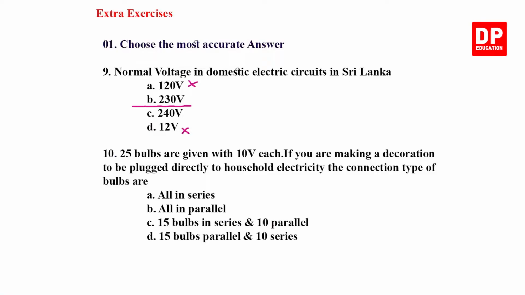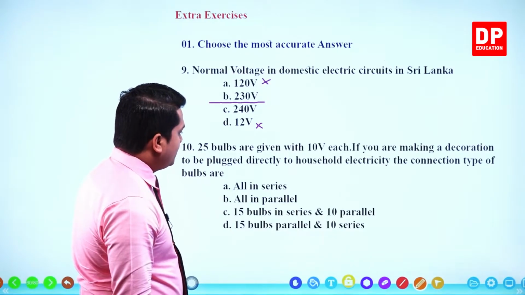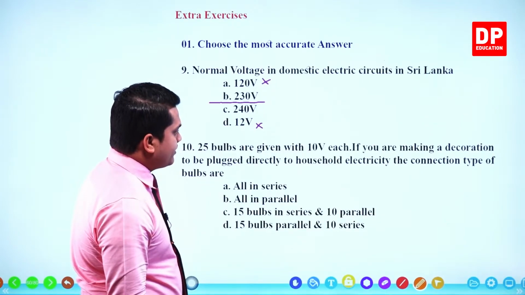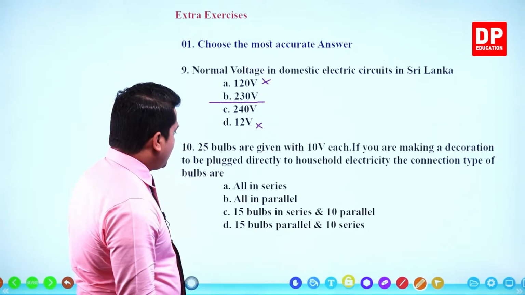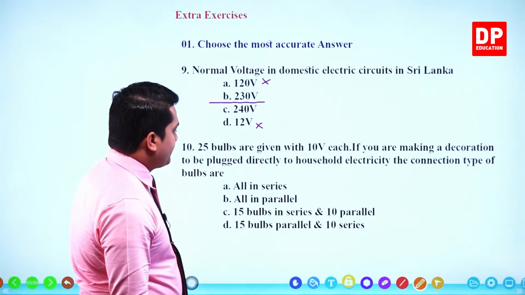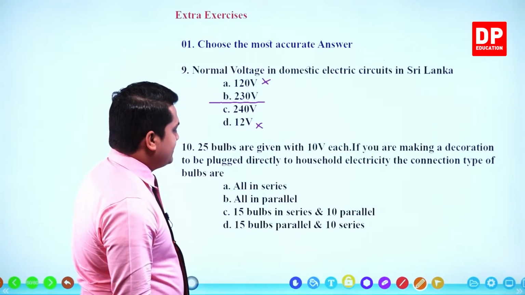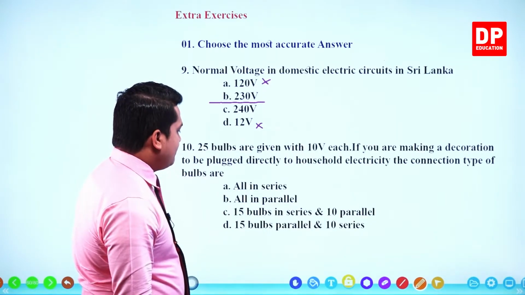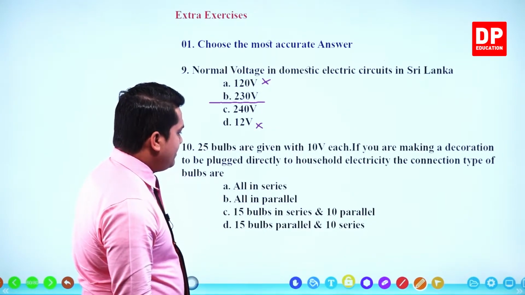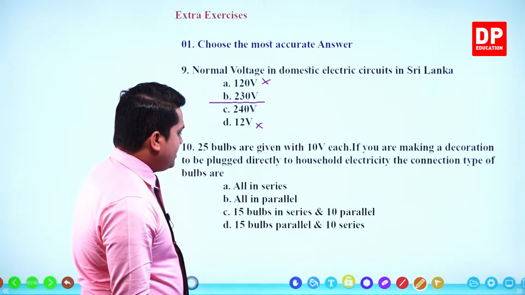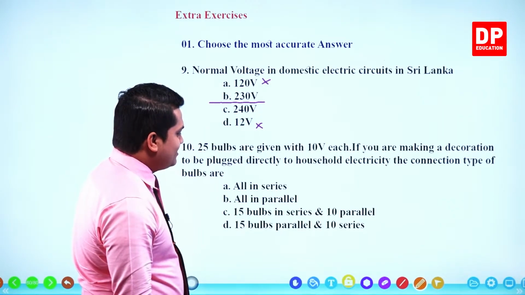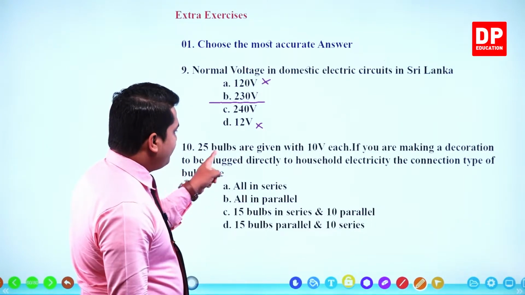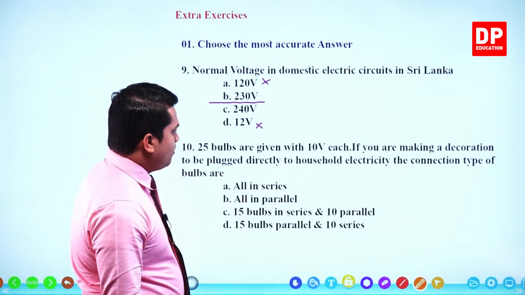25 bulbs are given with 10 volts each. If you are making a decoration to be plugged directly to household electricity, the connection type of the bulbs: all in series, all in parallel, 15 bulbs in series and 10 parallel, or 15 bulbs parallel and 10 series. So 25 bulbs are given, 10 volts each.